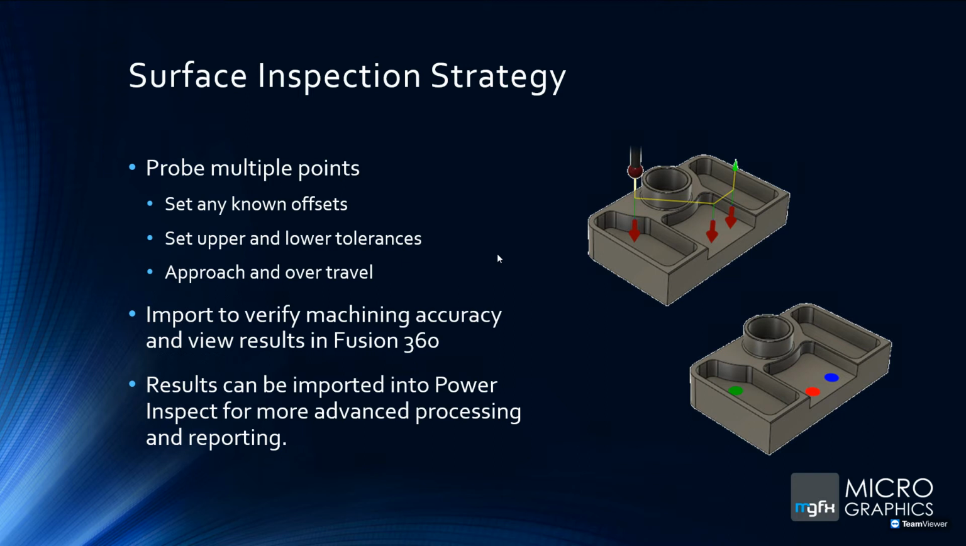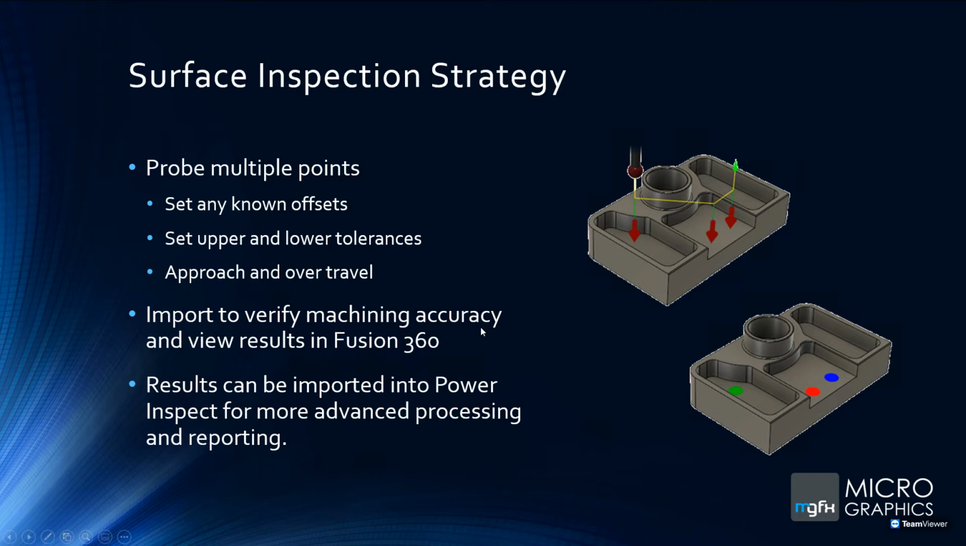Once the probing is done, the file that is generated by the machine can then be imported back into Fusion 360 and the results viewed on the model. We can see there on the right-hand side that the bottom image has 3 dots. Each dot represents the probe point, and the color represents if it's within spec, above spec, or below spec. So the colors give a quick indication of the result of that probed point.